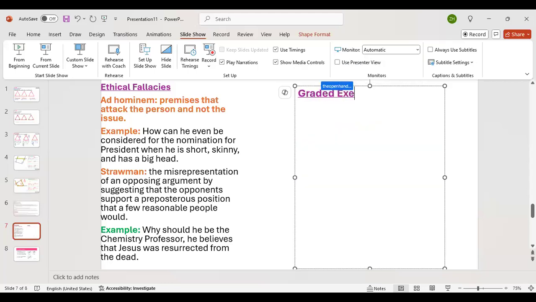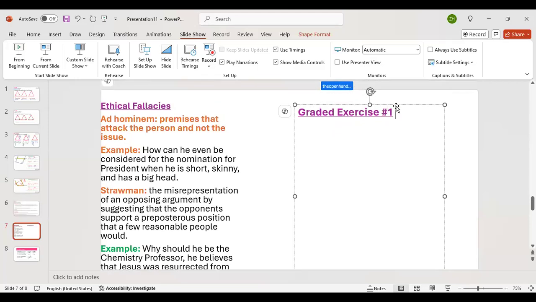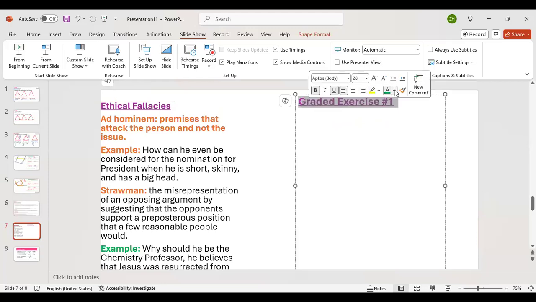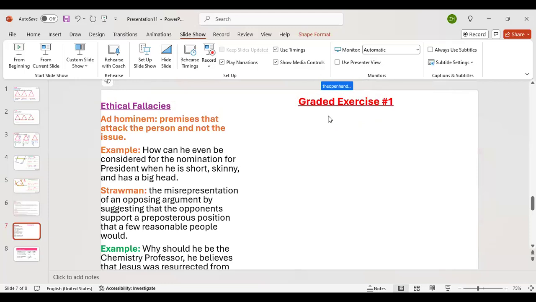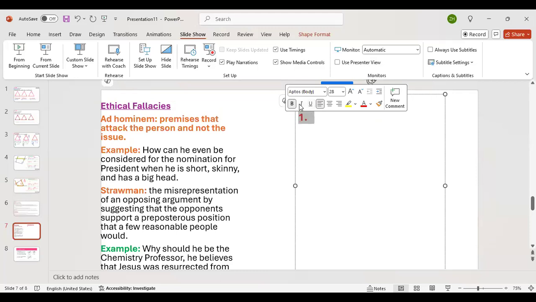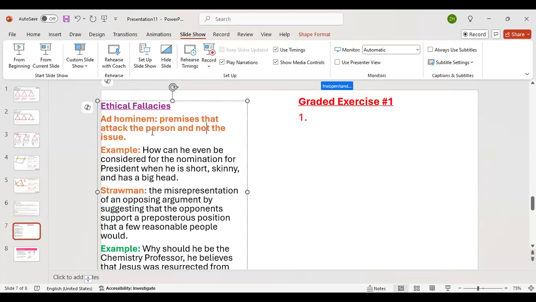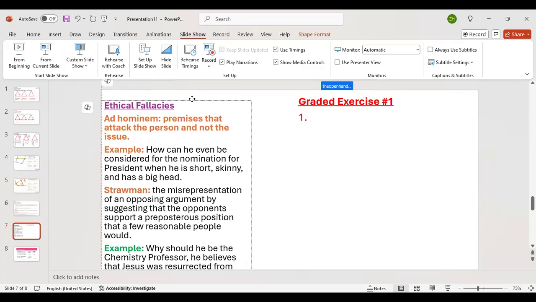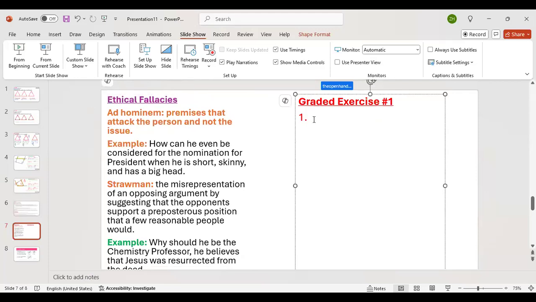Graded exercise. Class, do you understand what to do? I'm not talking to myself. Yes, sir. That's only one person. Do we understand what to do? Good. We're gonna put the type of fallacy that it is. Was it bandwagon? Is it ad hominem? Whatever. Are we writing down the question? Are we writing down the sentence? No, we're just writing down what type of fallacy it is. Okay. Good.